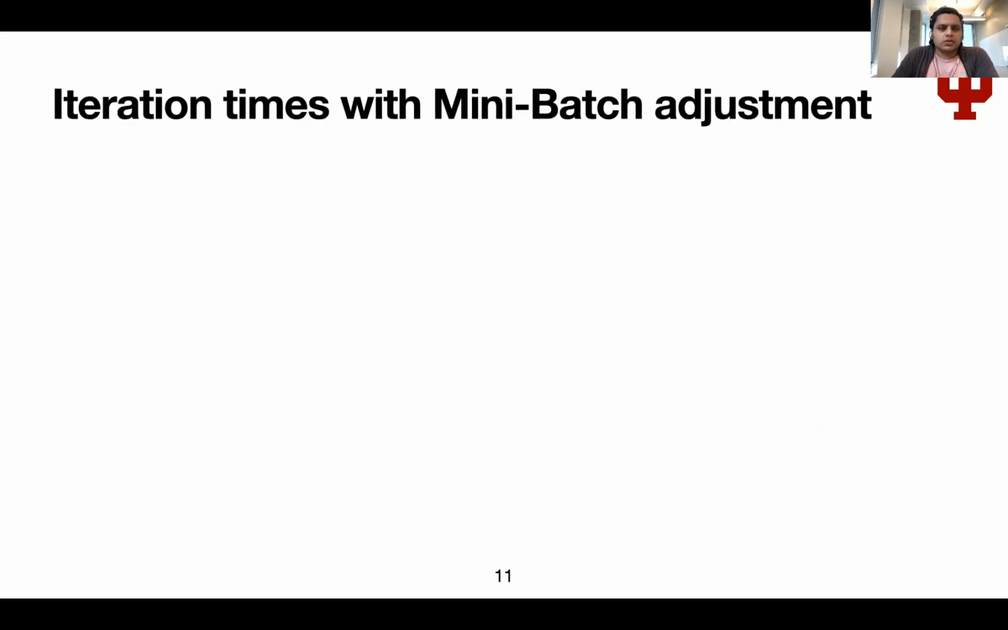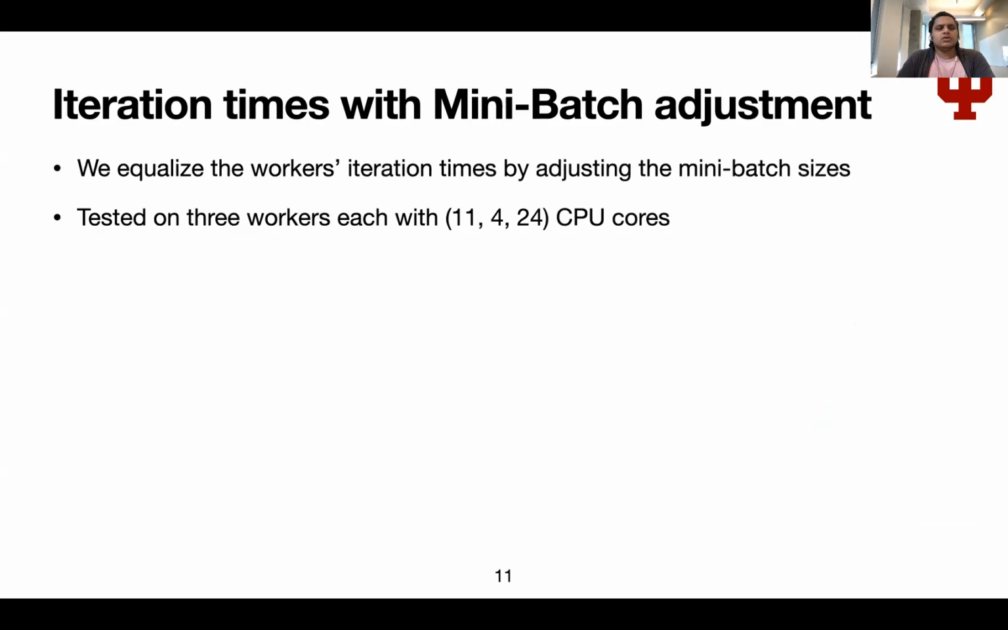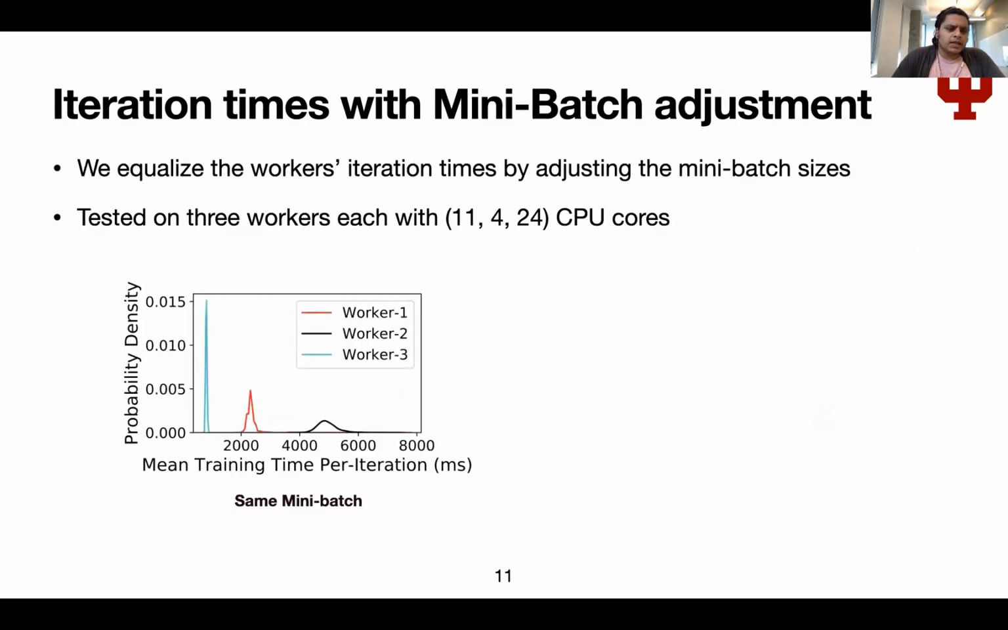Iteration times with mini batch adjustment. Since we equalize iteration times by adjusting the mini batches, you want to see how it actually fares against conventional distributed training, where you just run the same mini batch on all the workers. So we test this on a 3-worker config with 11, 4, and 24 CPU cores. So it's decently heterogeneous. This is the training time, the iteration time distribution of the 3 workers.